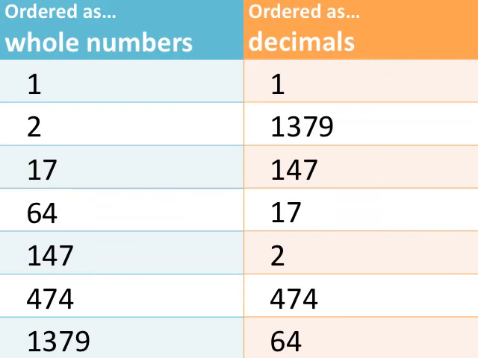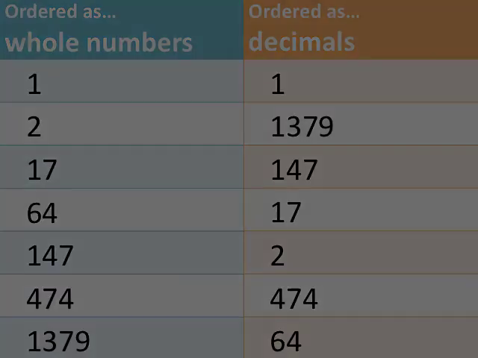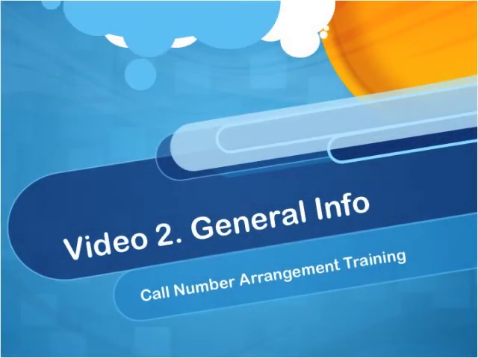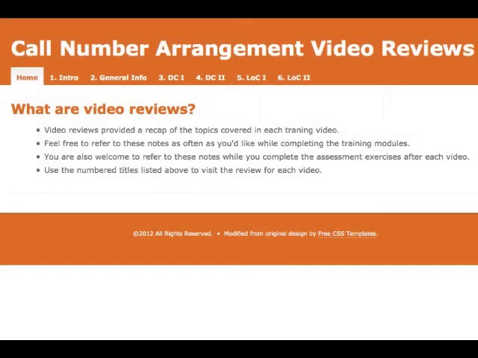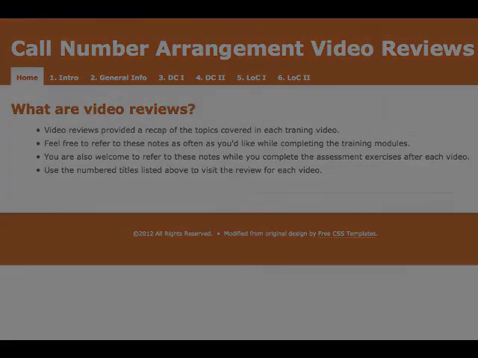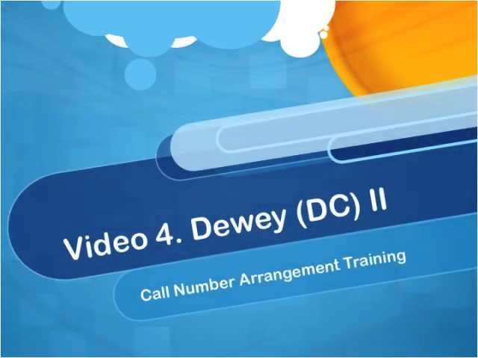To review how to order numbers as either whole numbers or decimals, you can re-watch video 2, General Info, or refer to the video review notes. The next video is called Number 4, DC2, and will explain other lines of information you may see in Dewey Decimal call numbers.